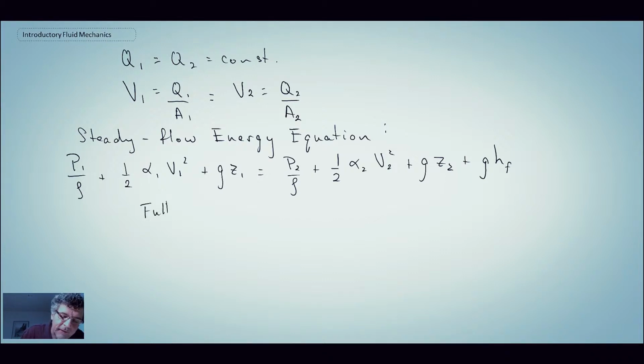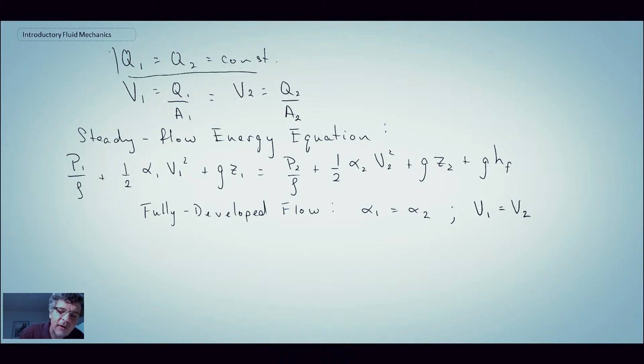We're dealing with fully developed flow, so we're away from any entrance regions. What that means is that the velocity profile is not changing as a function of x. And with that, alpha 1 is going to equal alpha 2, be it laminar or turbulent. We haven't specified that yet. And V1 will also equal V2, given that the flow rate is constant, we can make that assertion as well.